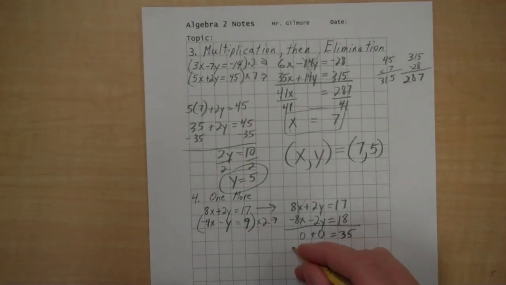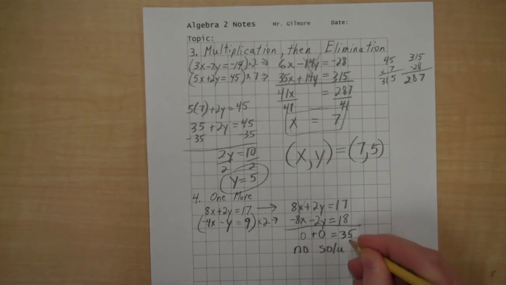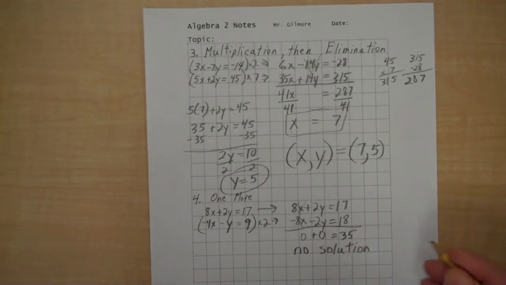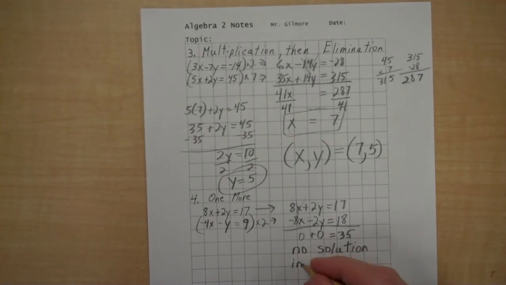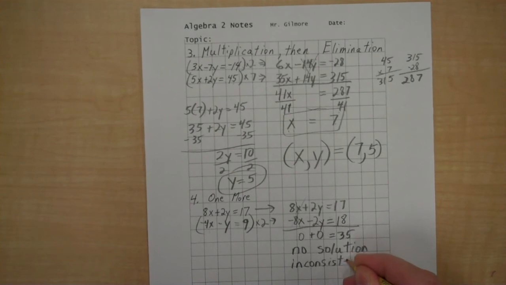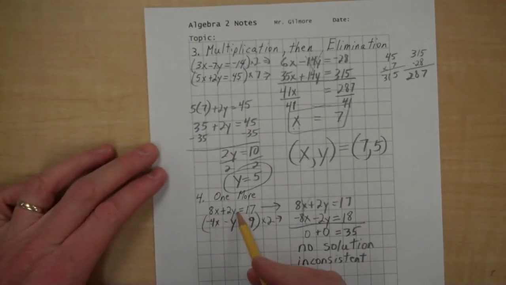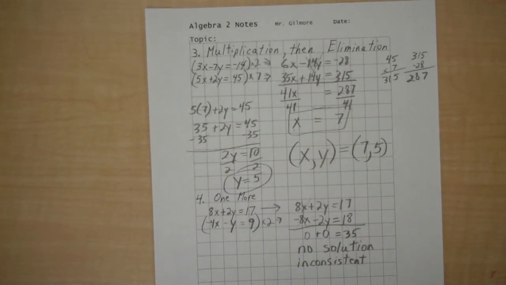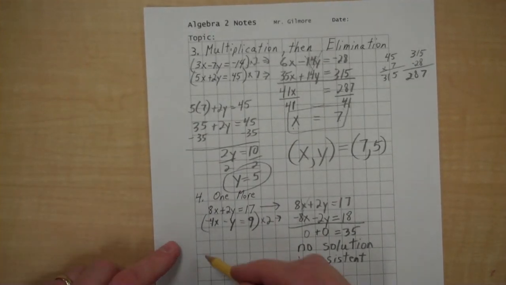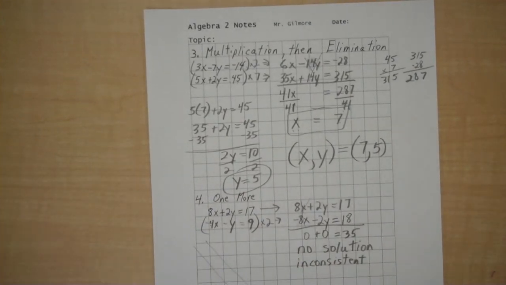Alright. It can't happen. If you get something that happens this way, you write that there's no solution. This is inconsistent. And it's really, if you look at the graph, you're looking at parallel lines. If I were to graph both of them, you'd be seeing something like that.